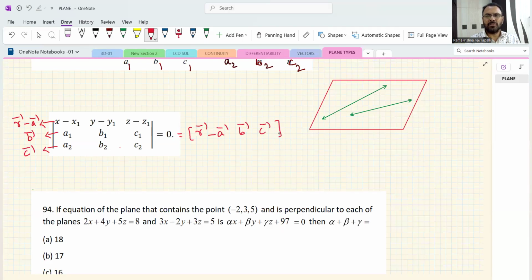So your aim is to find one point on the plane and two vectors it is parallel to. You always try to find one point on the plane and parallel to two vectors. Those two vectors will be given directly or indirectly, like in the form of lines, or in the form of planes which are perpendicular to the required plane. So for all these, this is the formula.